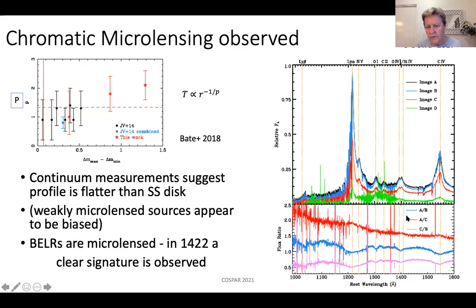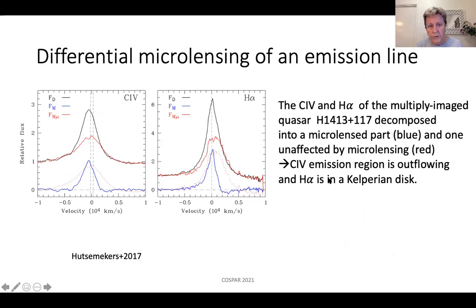The second example I've shown here is some particularly fabulous spectra from Gemini, and in the bottom plot are simple ratios of the 4 different images. But what you can see is that at the location of the emission lines, there are differences, which tells us that there's differential magnification of the emission regions.